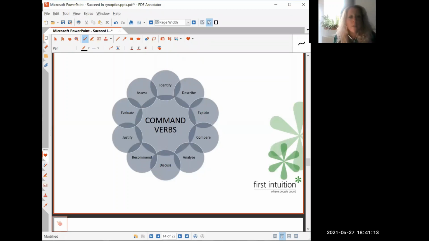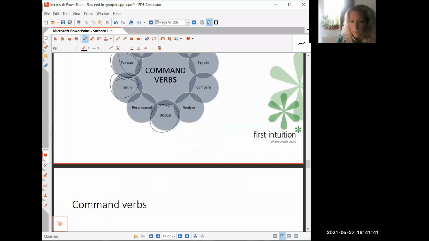When I say about the lower level and higher level verbs, evaluate is a high level verb, justify is a high level, discuss is a high level, a lot is expected of you. If you're just asked to identify or describe, those are much lower level verbs, and the emphasis, what you have to do, is much lower.